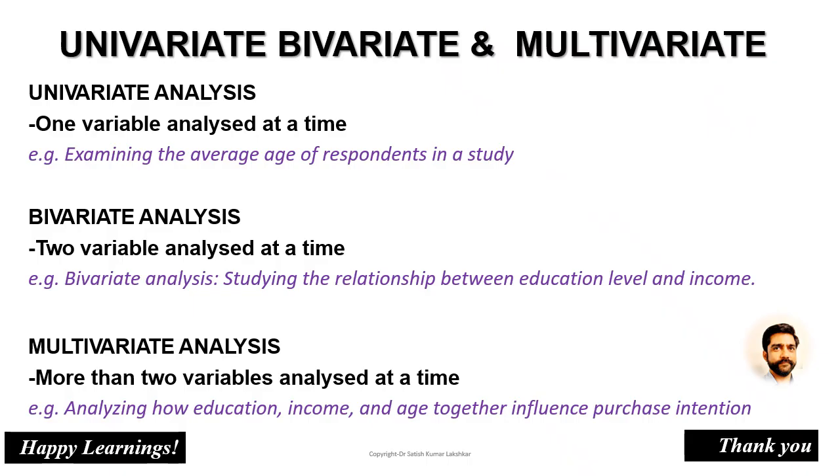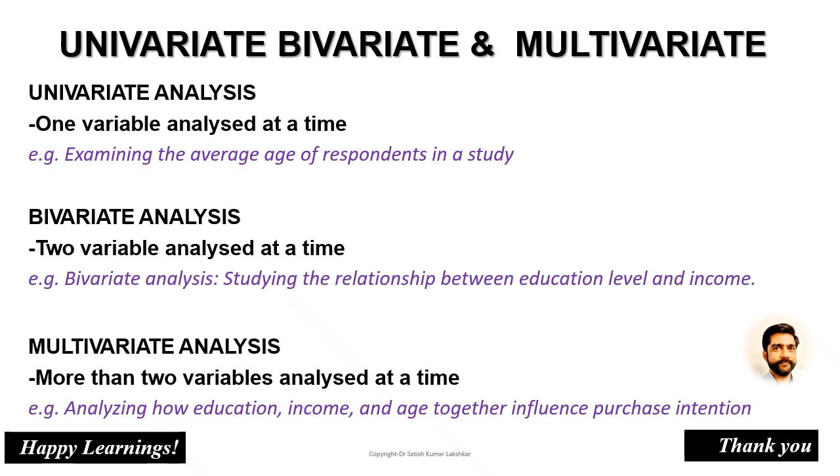So in this presentation, we are discussing the variables and different types of variables. We just focused on the relationship of independent variable and dependent variable with the help of mediating variable, moderating variables, and types of independent variables also. Now, if we classify different types of analysis, then we can further talk about univariate, bivariate, and multivariate. What is univariate analysis? In case of univariate analysis, one variable is analyzed at a time. For example, examining the average age of the respondents in the study. In this case, the univariate or single variable is age.